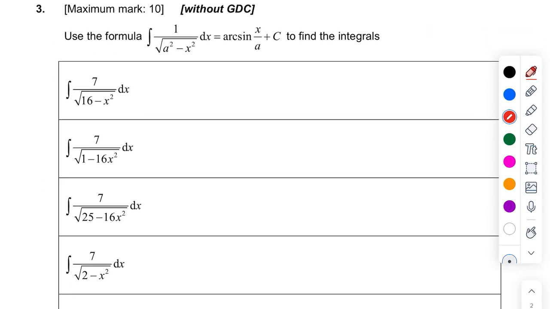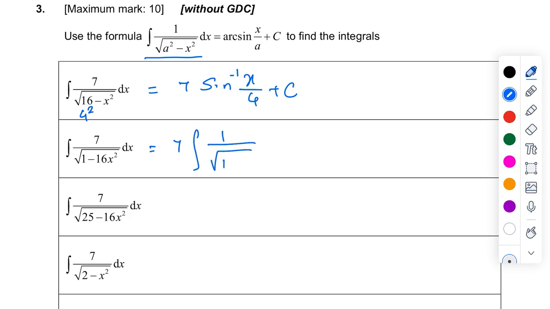Now, the next formula that we are dealing with is integral of 1 upon root of a square minus x square dx is sine inverse of x upon a. So this becomes 4 square minus x square. So 7 sine inverse of x upon 4 plus c. Now this can be written as 7, 1 upon square root of 1 minus 4x whole square dx. So what does it become? 7 sine inverse of 4x, but don't forget to divide by 4 plus c, chain rule.